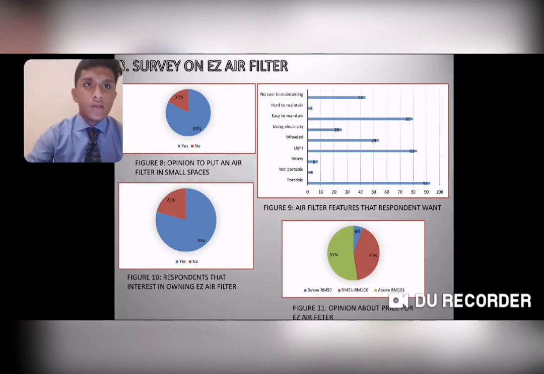The top 3 are portable, light and easy to maintain, which are the characteristics of our easy air filter. Figure 10 shows respondents that are interested in owning an easy air filter. 79% of them are interested in our easy air filter. And lastly is opinion about the price of easy air filter. The majority of them vote that the price suitable for our easy air filter is above 100 ringgit. This is more reasonable than the other air filters in the market.